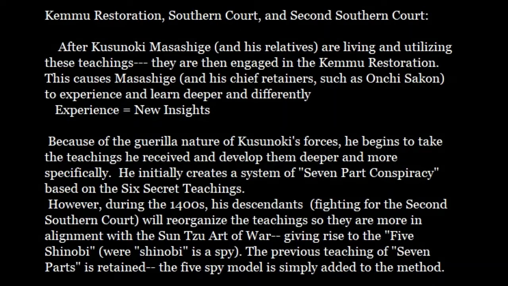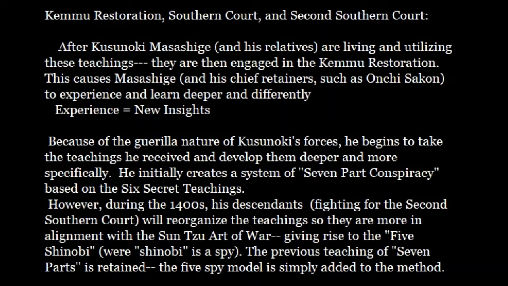And because of the guerrilla nature of Kusunoki's forces, he begins to take the teachings he received and develops them deeper and more specifically for his needs, for small guerrilla tactics as opposed to larger force tactics. He initially creates a system called the 7-part conspiracy, and we covered that in a previous video. The 7-part conspiracy is based on the 6 Secret Teachings, and even though the word shinobi doesn't appear yet, this 7-part conspiracy is where the root of Kusunoki Ryu Shinobi comes from.